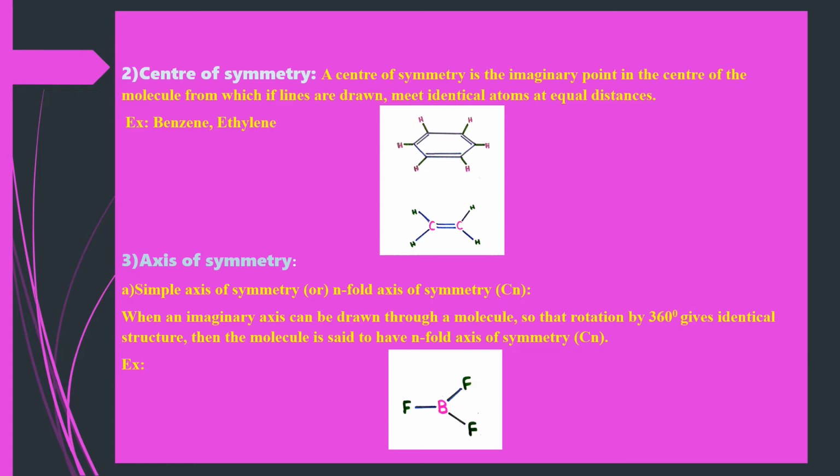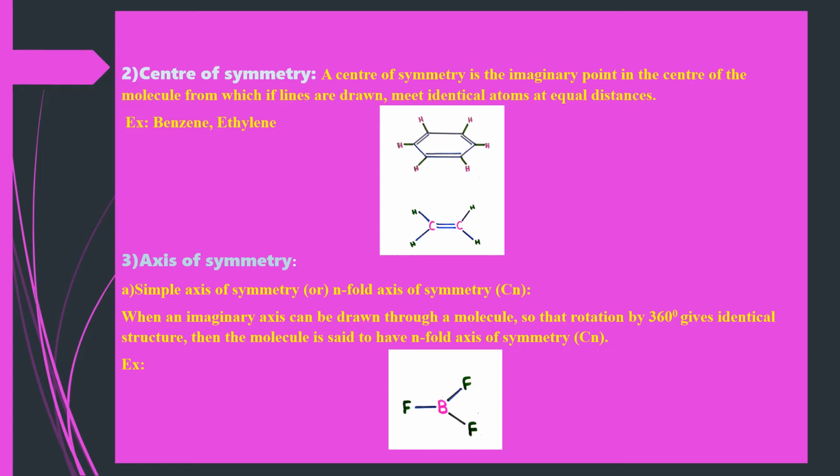Okay students, this is the second symmetry element. What is it? Center of symmetry. Again, reading the definition: a center of symmetry is the imaginary point in the center of the molecule from which, if lines are drawn, they meet identical atoms at equal distances. Okay students, is it clear?